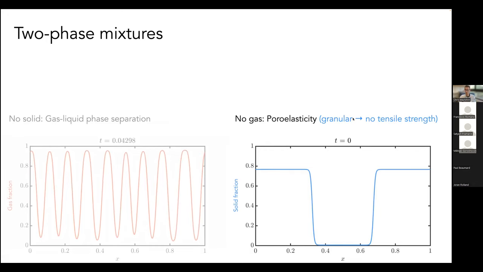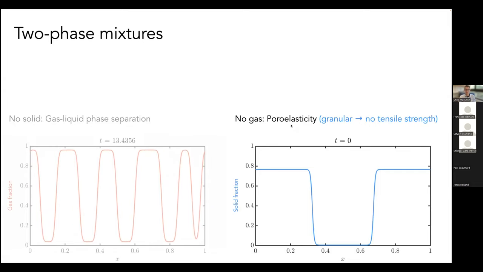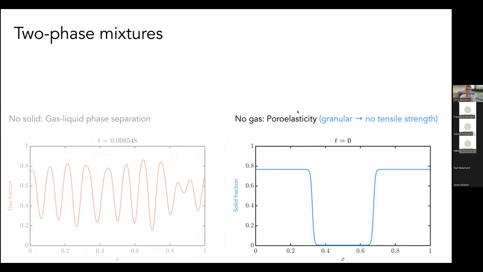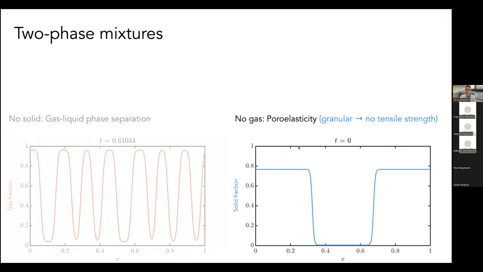and the solid. In that limit, what you have is liquid flowing through the solid skeleton. There's no incentive for phase separation because the liquid and the solid like each other. But there is the potential for poroelasticity because the pressure gradients in the liquid can deform the solid. This is the thing we talked about way back at the beginning of the talk, the fact that there's some non-negligible viscous deformability in this particular system.